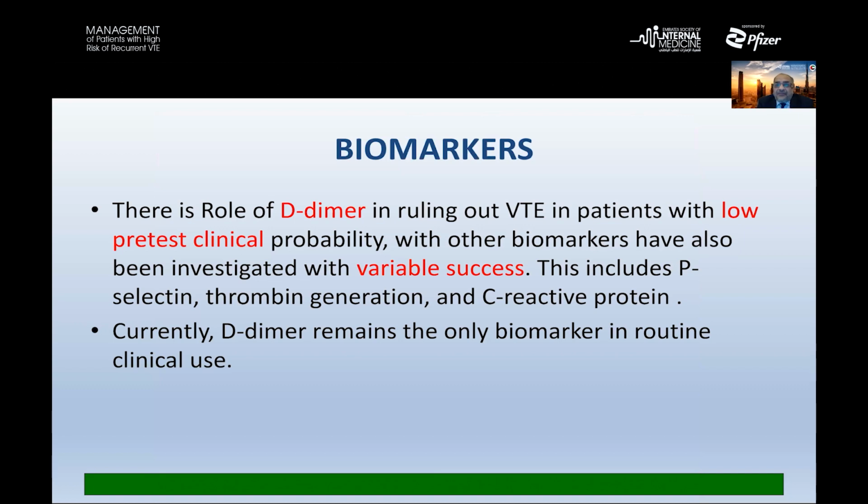D-dimer is the Achilles heel for all doctors. You all have seen this and face this problem daily. The D-dimer is high, particularly now in this COVID era, everyone has a high D-dimer. The D-dimer has a good negative predictive value, but the positive predictive value is questionable. It's been investigated a lot with variable success. There are new biological markers people are using, like P-selectin, thrombin generation, and C-reactive protein. But currently, the only biomarker every one of us commonly uses is D-dimer.